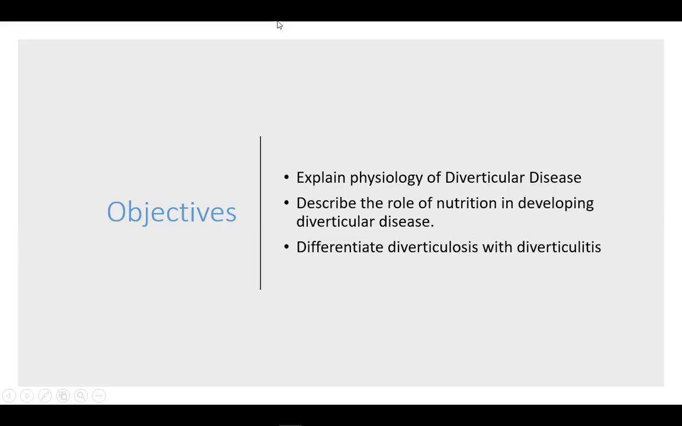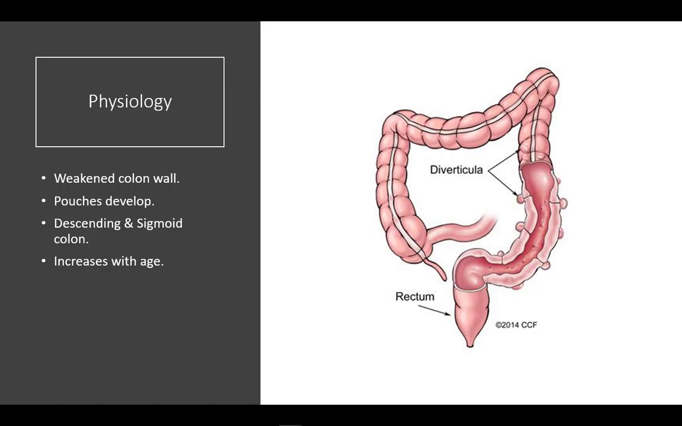In this video, we will explain the physiology of diverticular disease, the role of nutrition in developing it, and the differences between diverticulosis and diverticulitis. Diverticular disease develops when changes to muscular contraction cause feces to be trapped in the colon, exerting excessive pressure against the wall of the colon. This pressure causes the development of pouches called diverticula in the descending and sigmoid colon near the rectum.